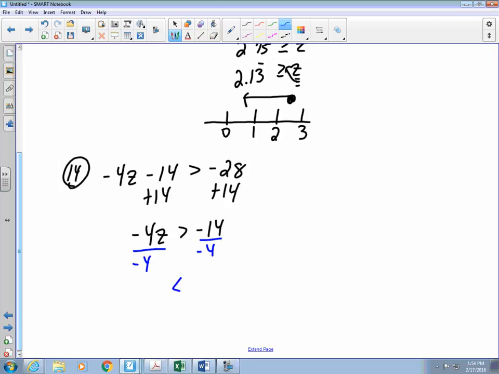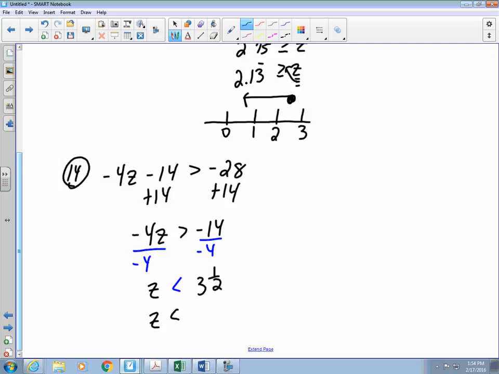Now I have a z on this side, and then that's positive. 4 goes into 14 3 times with 2 remaining. So 2/4 is a half. Or again, you can just divide it in your calculator. Really, 14 divided by 4 is 3.5, to make it easier to graph.